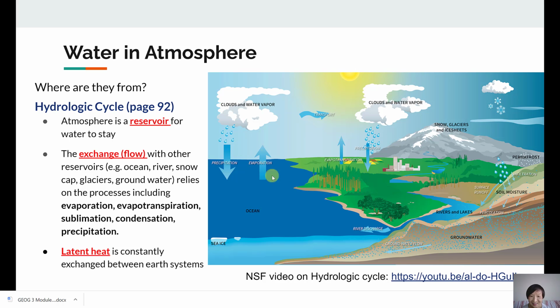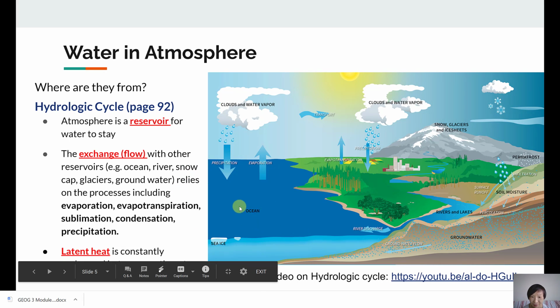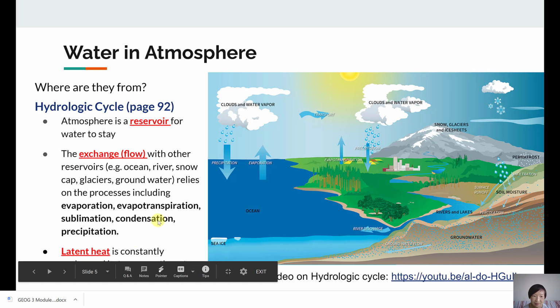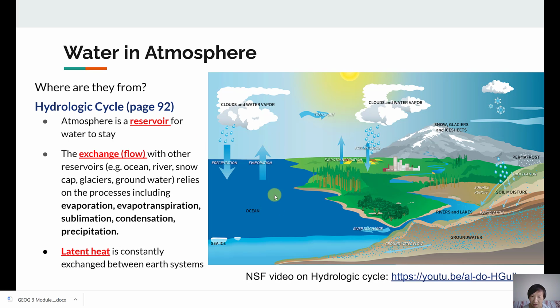They send the water from one reservoir, the place water can temporarily stay, to another reservoir, right? And if you see the phase change, for example, from liquid in the ocean to gas in the atmosphere, you will have that latent heat related. So that actually also sends energy to the atmosphere from our ocean, right?